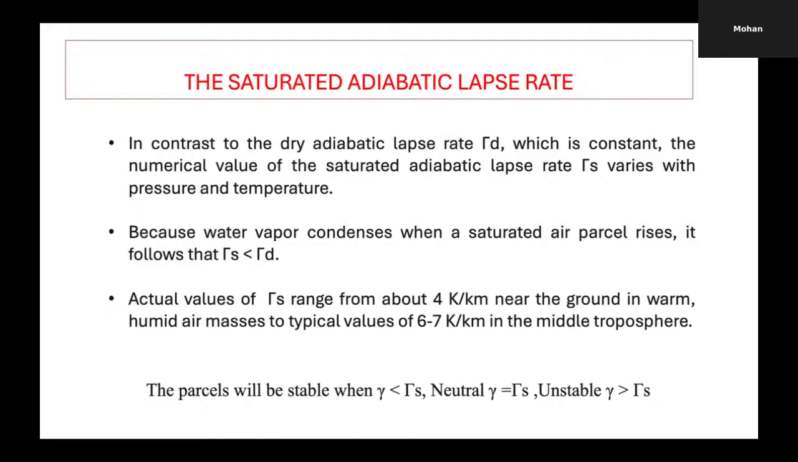So when the parcel is completely stable, that means the moist adiabatic lapse rate is less than the environmental lapse rate, then it is called completely stable. This is in terms of moisture, not the dry adiabatic. When they are both equal, that is neutral. When the environmental lapse rate is much greater than the moist adiabatic lapse rate, then you call it unstable.